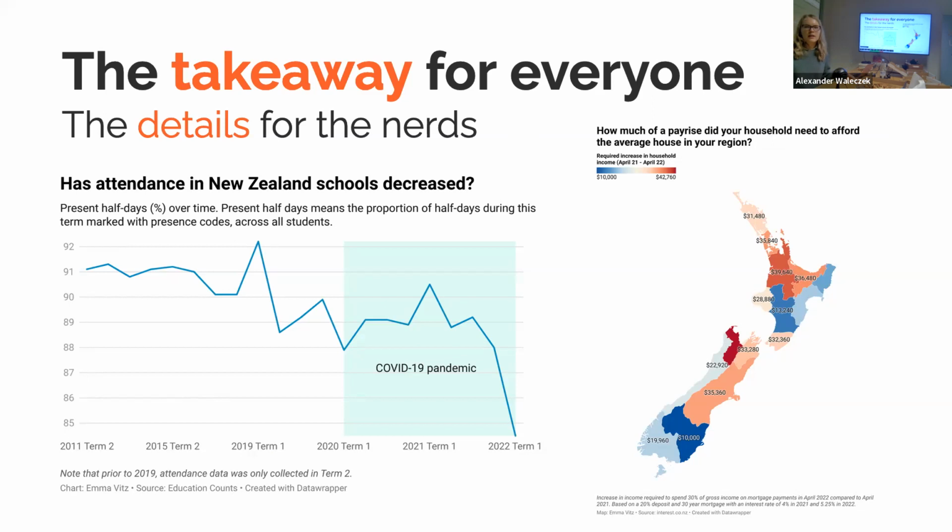And then on the right, we're looking at the effect of interest rate rises and house price rises on that map that I showed you right at the beginning, which is how much you need to earn to actually be able to afford a house. I phrased it as how much of a pay rise your household needed to afford the average house in your region. From 2021 to 2022, this is how much you would have needed to increase your income to end up at the same position that you were at in 2021.